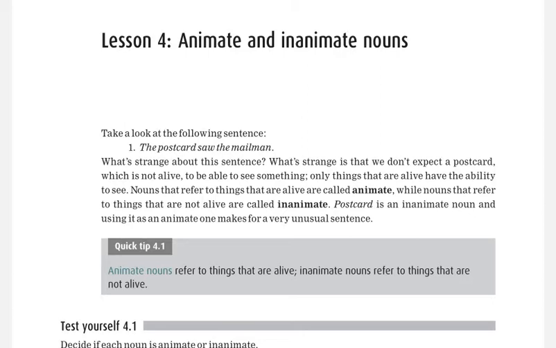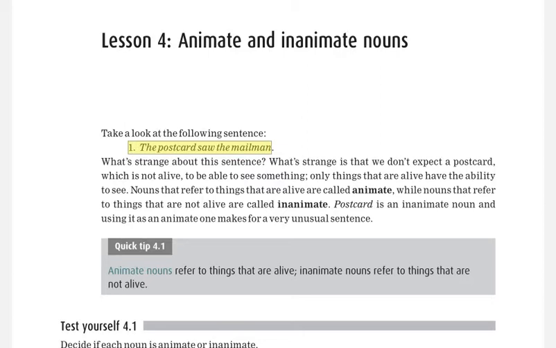Hopefully your course is going good with the new lesson, that is animate and inanimate nouns. Here is a very interesting example: can we say the postcard saw the mailman? It's very strange, because a postcard can't see.